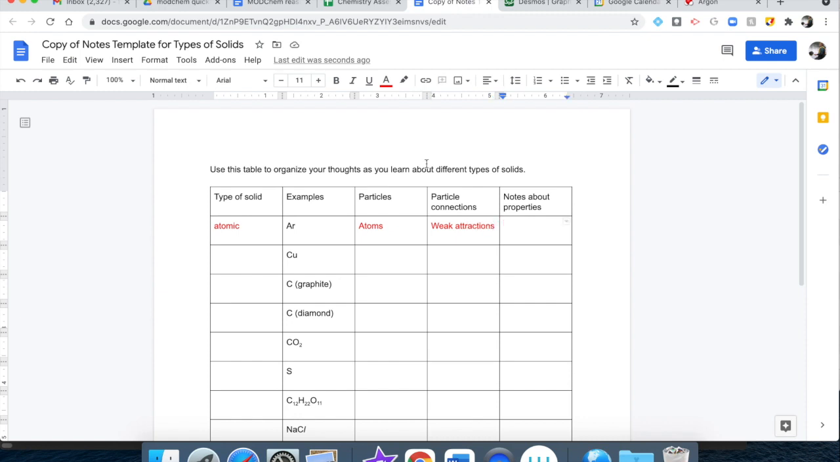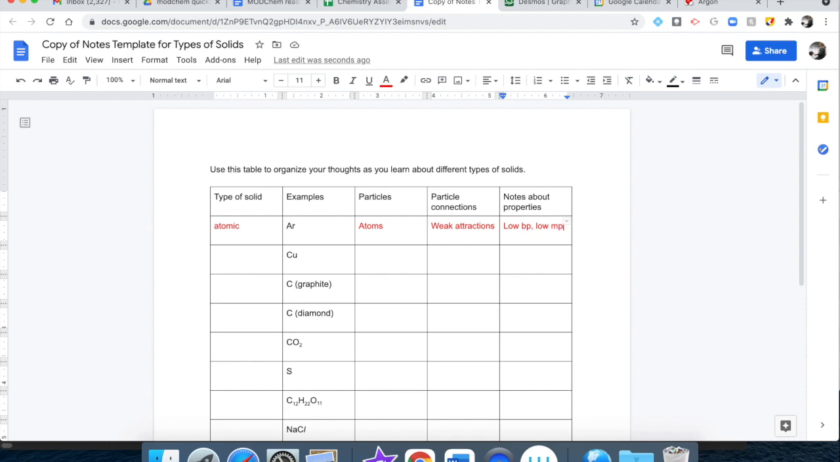The column that's all the way to the right in this chart is titled Notes About Properties. So here's where we're going to point out how the properties of the substance that we can see at the macroscopic scale can be explained by the submicroscopic structure of the particle. And because the attractions are weak, as we noticed when we were discussing this, there's a low boiling point, BP for boiling point, and also a low MP, melting point. In fact, argon exists as a gas at room temperature because these interactions are very weak.